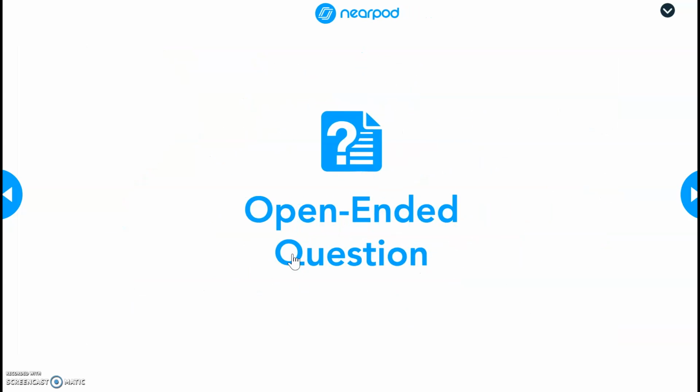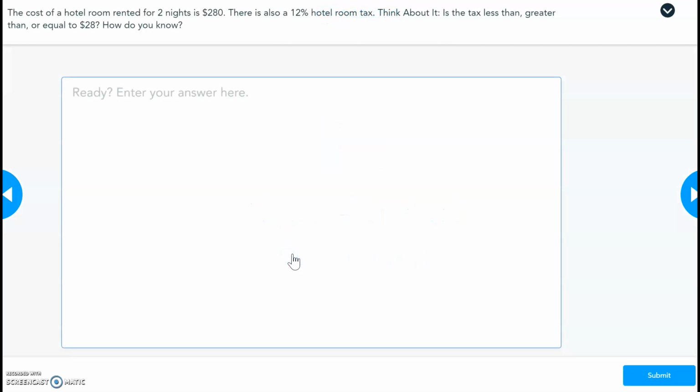So your open-ended question, I want you to think about this. The cost of a hotel room rented for 2 nights is $280. So there is a 12% hotel room tax. Think about it. Is the tax less than, greater than, or equal to $28? How do you know? Go ahead and type your answer in. It should be about 2 sentences long, as there are 2 questions that we have to answer.